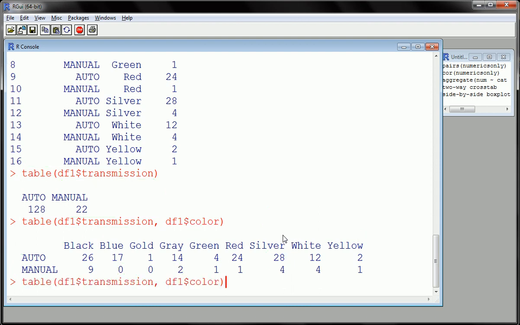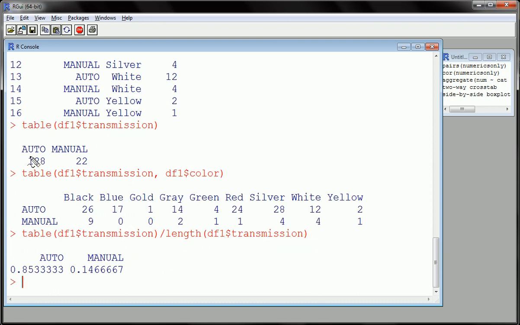Okay, and we can do something we did in the previous video. We got proportions, if you recall, by doing transmission, dividing by the length of transmission. So basically we divided these two numbers by 150 to get the proportions instead of just the raw numbers. So we see that 128 automatic cars is actually 85% of our total data. 15% of our data was manual cars, which in numbers is 22. So a little bit more sophisticated to get this relative frequency table.